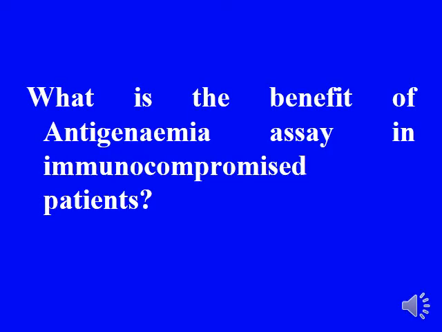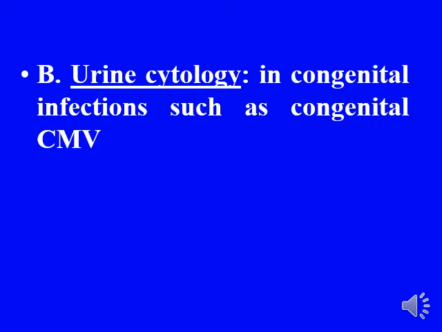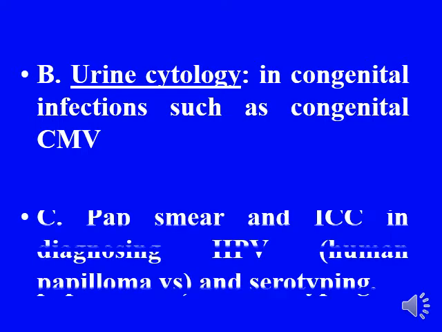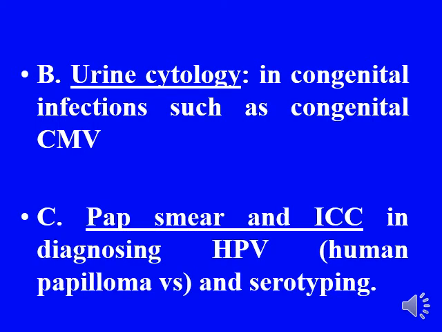What is the benefit of antigenemia assay in the immunocompromised patient اللي هو ذكرناه سابقا؟ B. Urine cytology in congenital infection such as congenital CMV، وكذلك بالpap smear and ICC in diagnosing HPV human papilloma and serotyping.